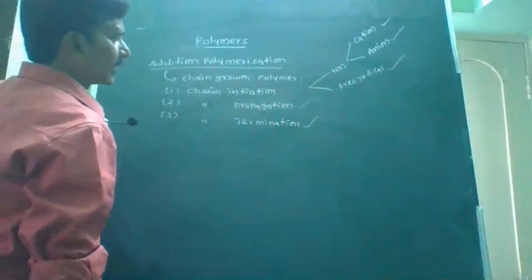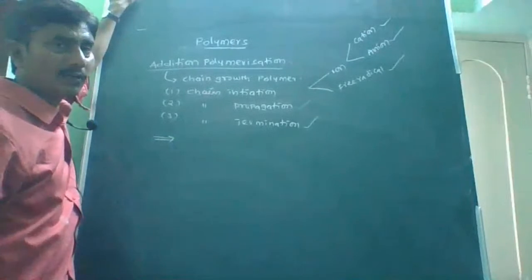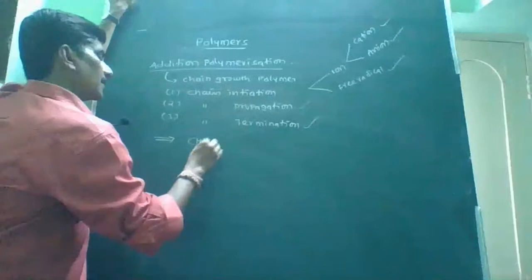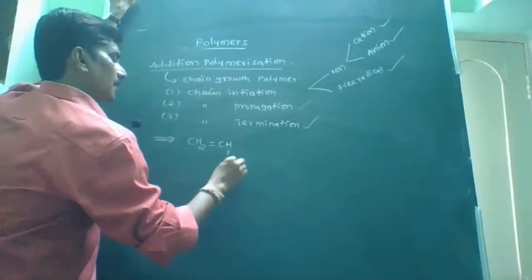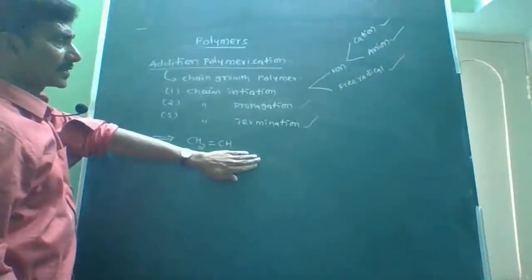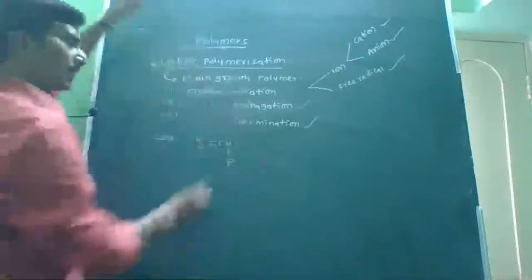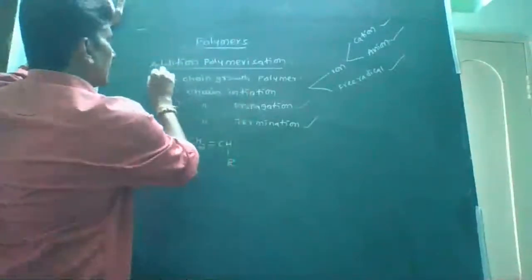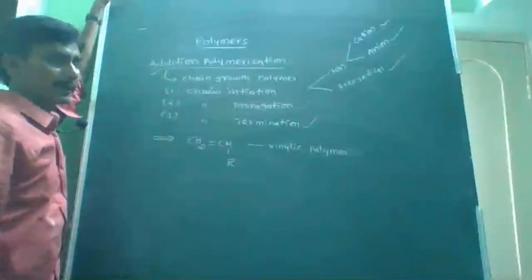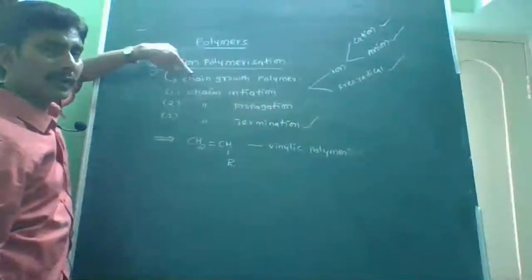In this addition polymerization, mainly they participate in monomers, which may containing of unsaturation. This carbon is known as the vinyl carbon. So these addition polymers can also known as the vinylic polymer. Chain growth as well as the vinylic polymer.